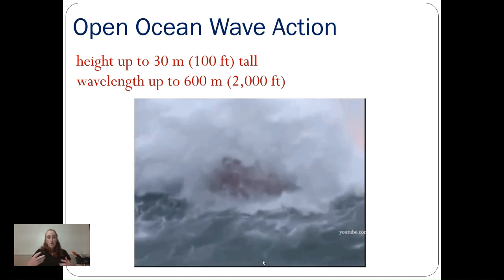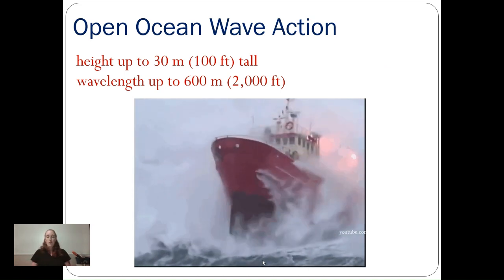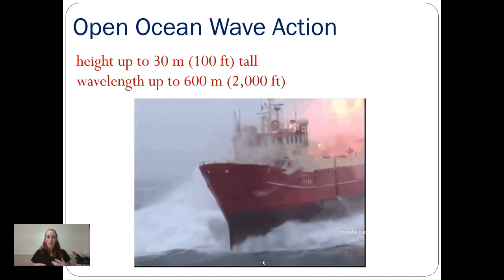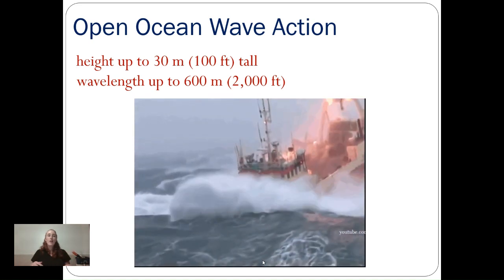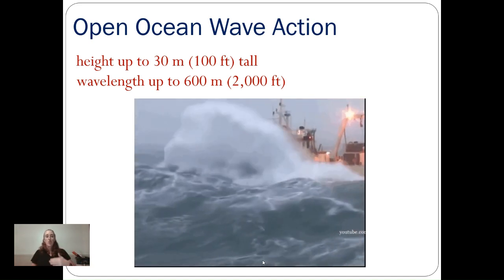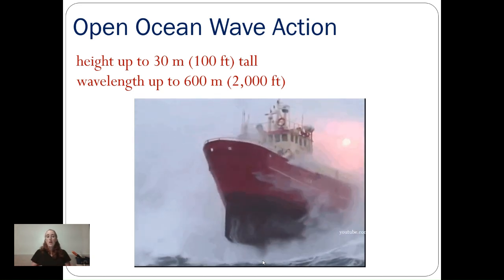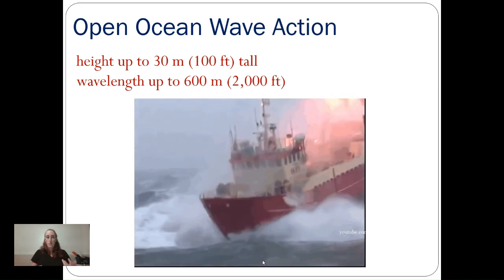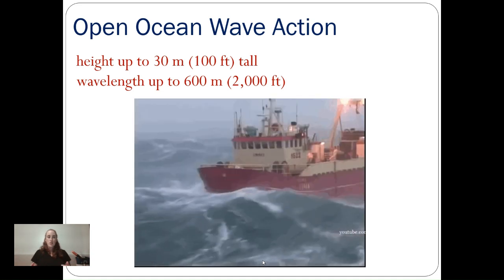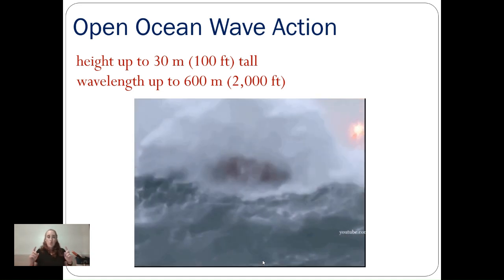There can be some big waves in the open ocean, especially if a hurricane is passing through and you have very strong wind speeds. The bigger the wind speed, the taller the wave. Some open ocean waves can be about 100 feet tall or so, and sometimes they're called rogue waves if it's just a single one. It could also be multiple waves.